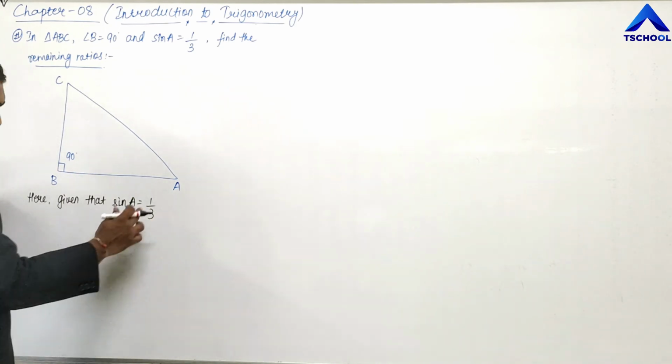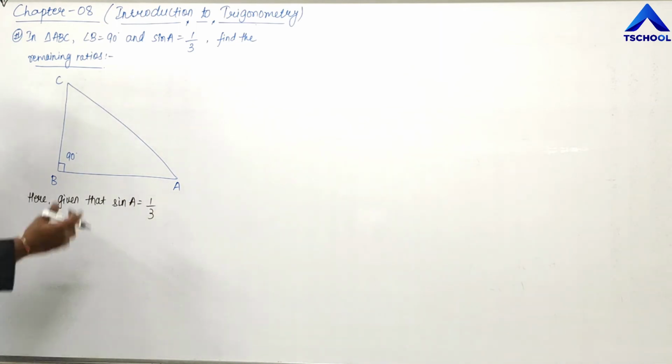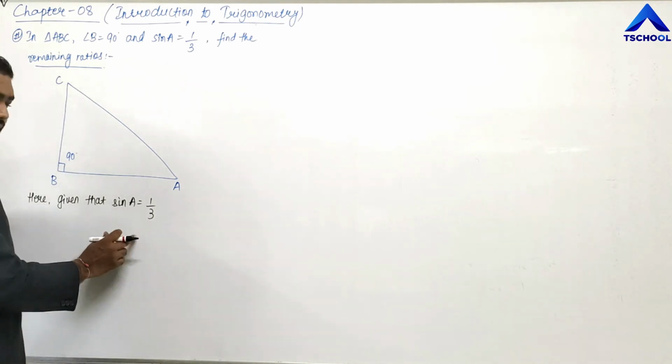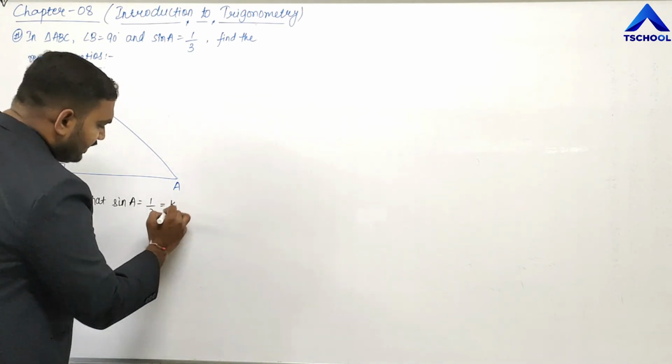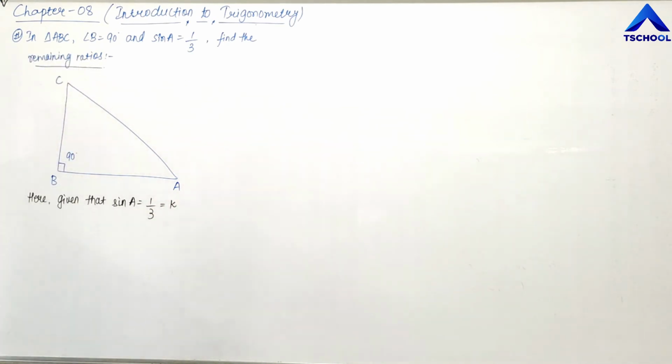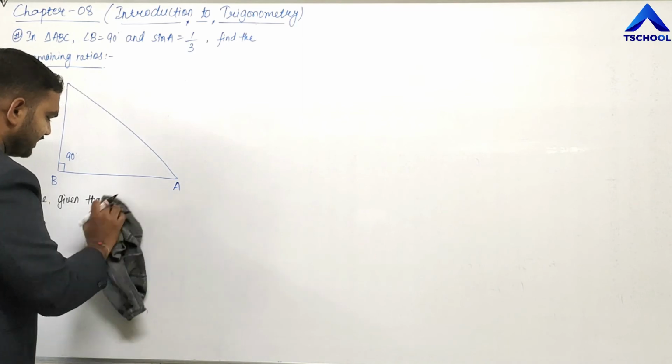And we cannot say that this is my 1, that means any of the side will be 1 and any of the side remaining will be 3. No, it is not possible. So first of all, we need to take out this ratio, let us say this is equal to K. Let me write it down like this so you can understand.